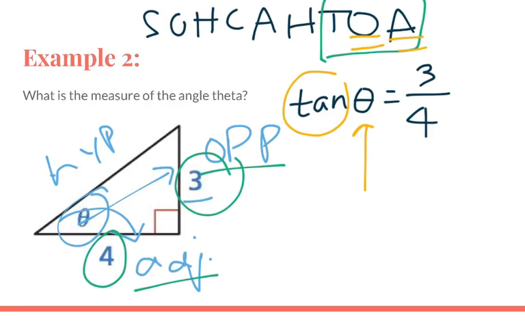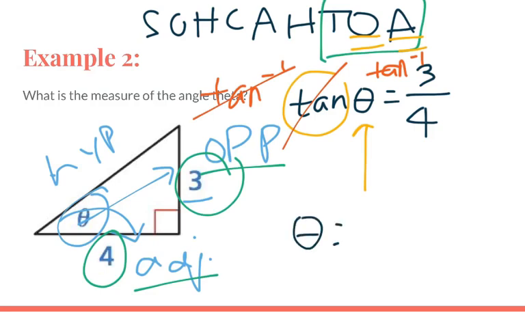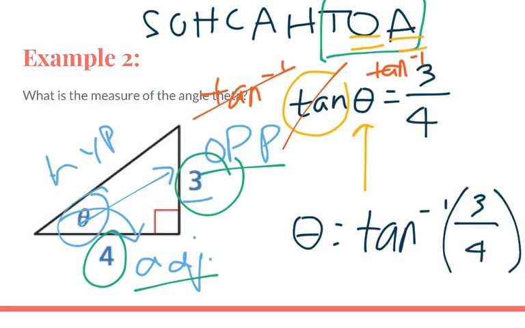But what you can do, and this goes back to geometry, is you can take the inverse tangent of both sides, and that will undo tangent. And so what that will look like then is theta equals the inverse tangent of 3 over 4. And then we just have to type that on our calculator.